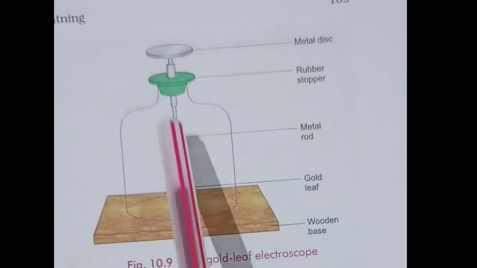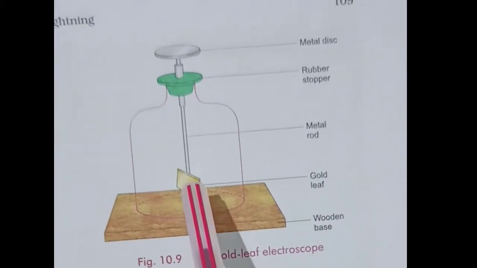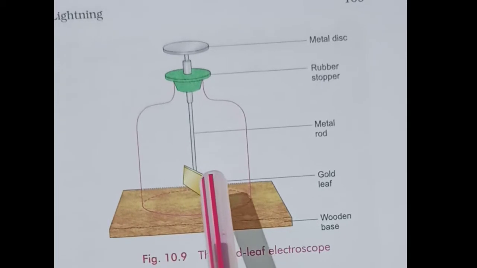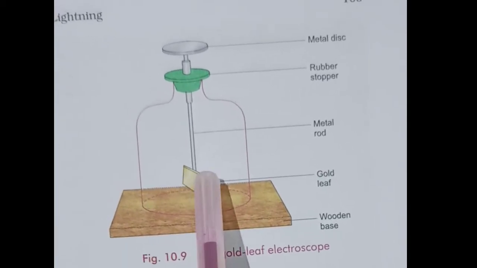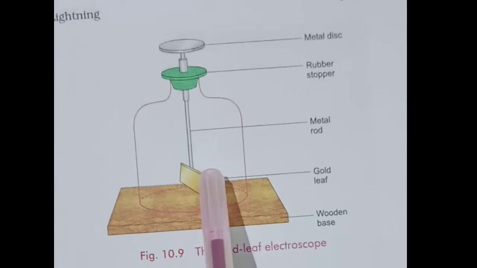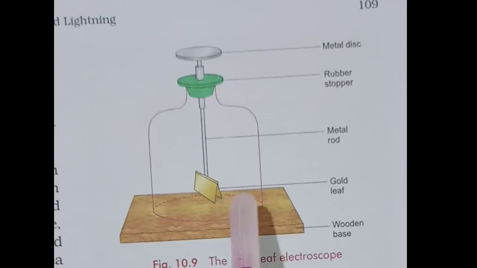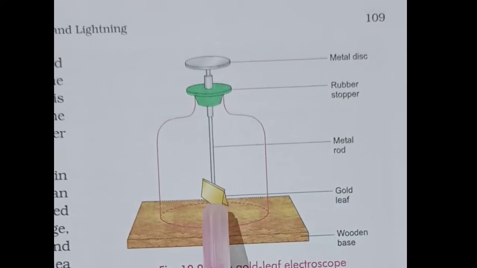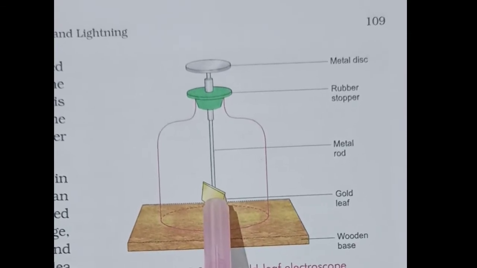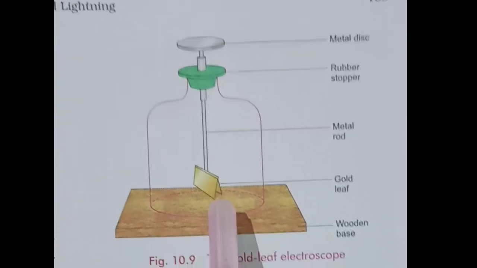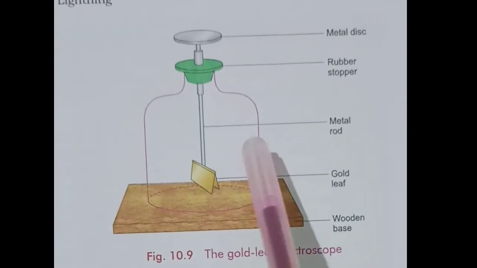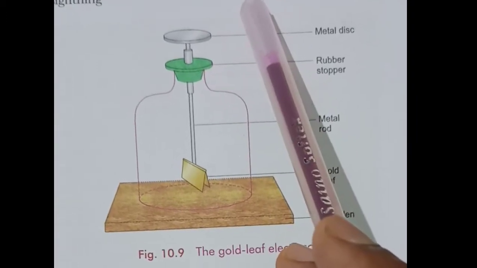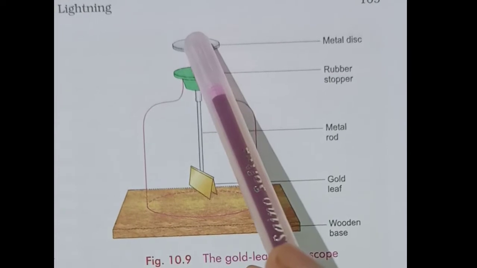The leaves are made of gold, and so it is called a gold leaf electroscope. It may also be made of silver, copper or brass. We know that gold and silver are the best conductors. That's why gold is taken here, so it will conduct the charge in a better way. So when we bring a charged body in contact with this metal disc, by conduction what will happen? It will get charged.